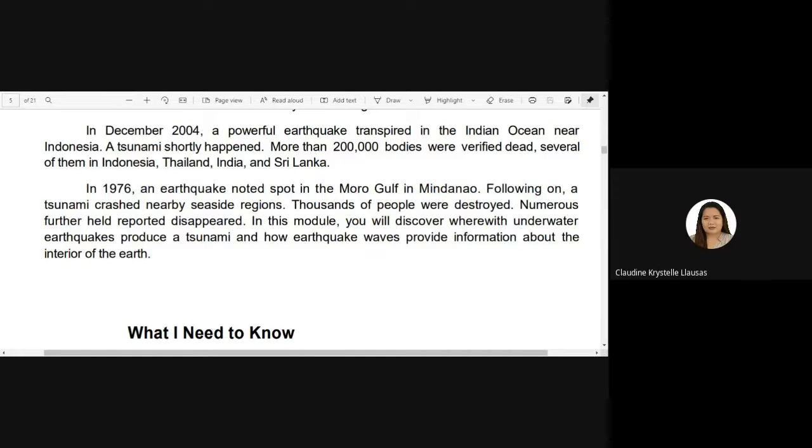Go. In 1976, an earthquake was noted at a spot in Moro Gulf in Mindanao. Following a tsunami crash, nearby seaside regions, thousands of people were destroyed. Numerous further were reported disappeared. Tama na. Okay.